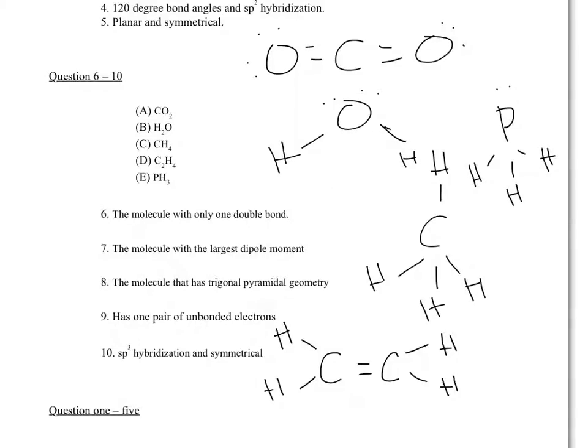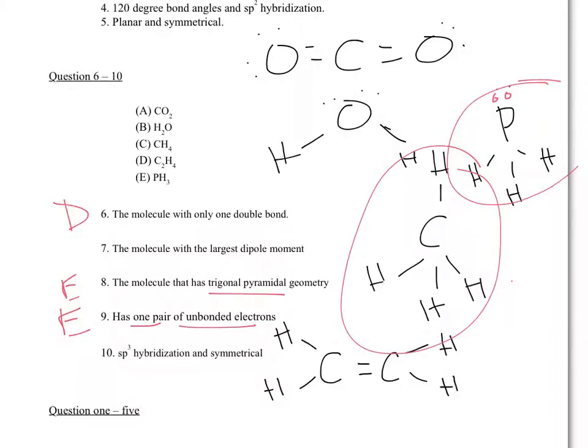Okay, so we've already talked about this. The one that has one double bond is D. The one that has the most trigonal pyramidal is this one, which was E. The one that has one pair of unbonded electrons was again this one because it had those, and I've just drawn them. And then it says the sp3 hybridization and symmetrical was the methane, so that was C.